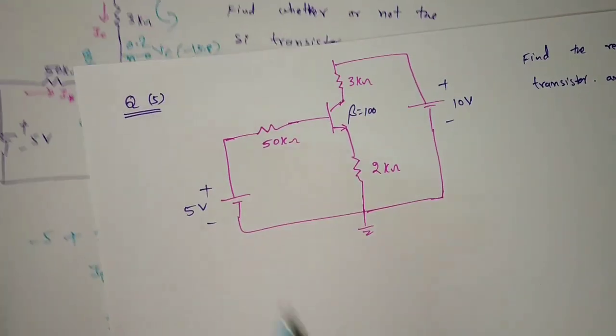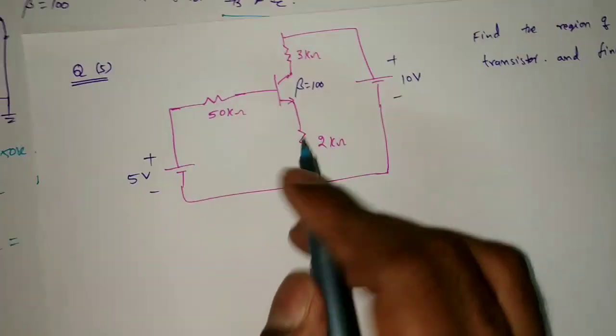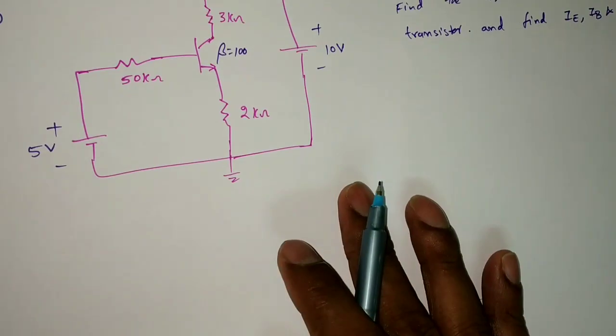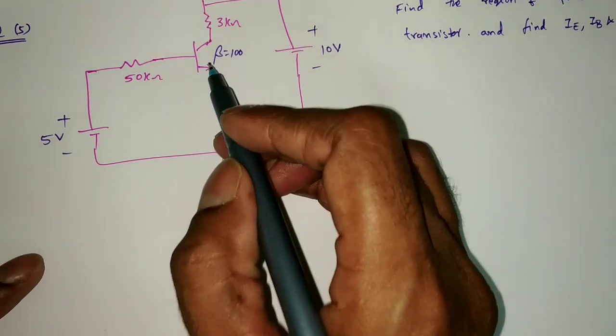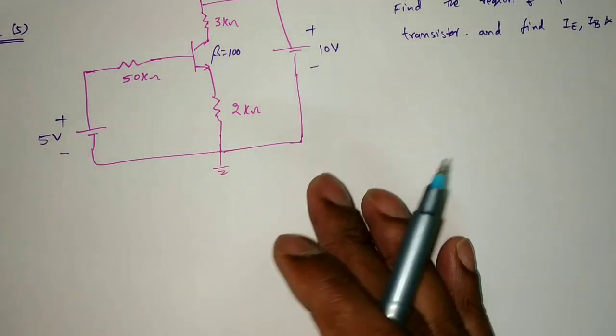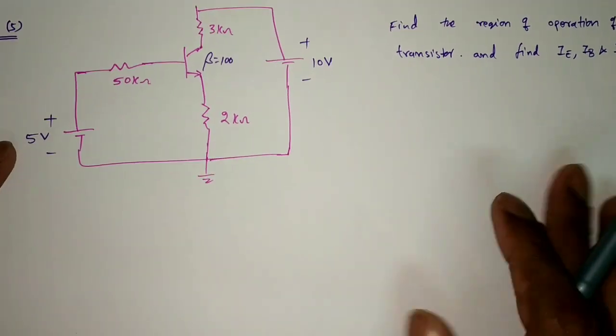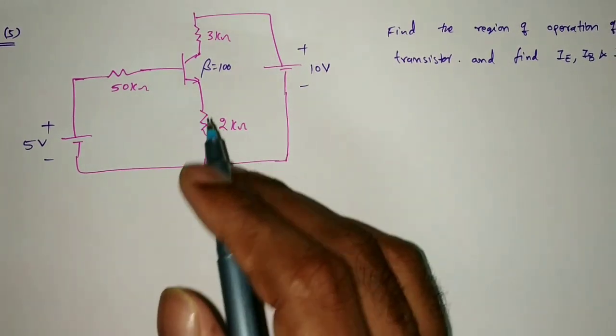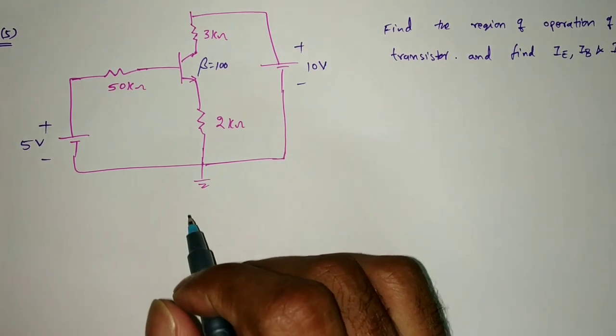So this is the same circuit. If I add this 2 kilo ohm resistance, see the mode of operation of this transistor. So it will come into active region. So again the same calculations we need to do. So pause the video, try to do on your own.